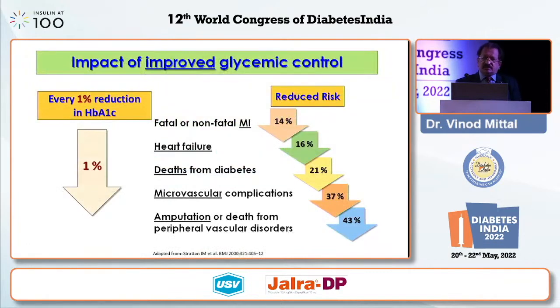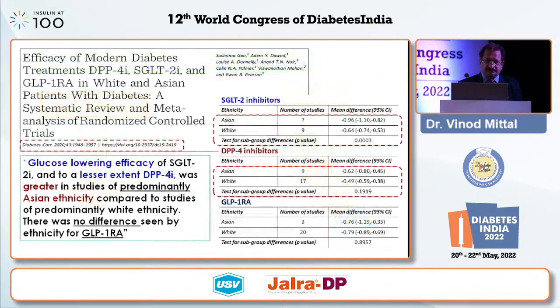And it has been very clearly shown in various studies that 1% of A1C reduction brings down fatal and non-fatal MI by 14%, heart failure 16%, death from diabetes, that is all-cause mortality, 21%, and microvascular complication 34%, even amputation and others, by 43%. So just 1%. Average is 8.6. Even if we bring 8.6 to 7.6 on average, the Indian population can have so much benefit.